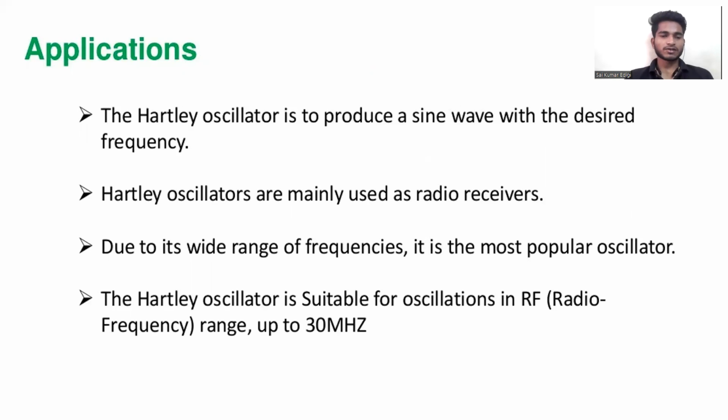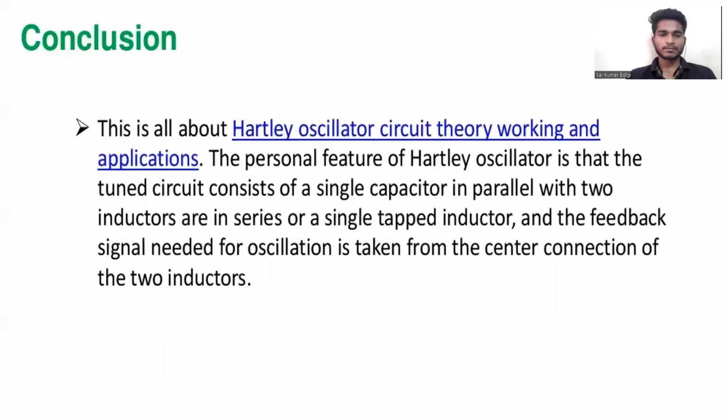The applications of the Hartley oscillator: the first one is to produce a sine wave with the desired frequency. An accurate sine wave will be produced from the Hartley oscillator output. Hartley oscillators are mainly used in radio receivers. Due to its wide range of frequencies, it is a most popular oscillator. The Hartley oscillator is suitable for oscillations in the RF radio frequency range up to 30 megahertz.